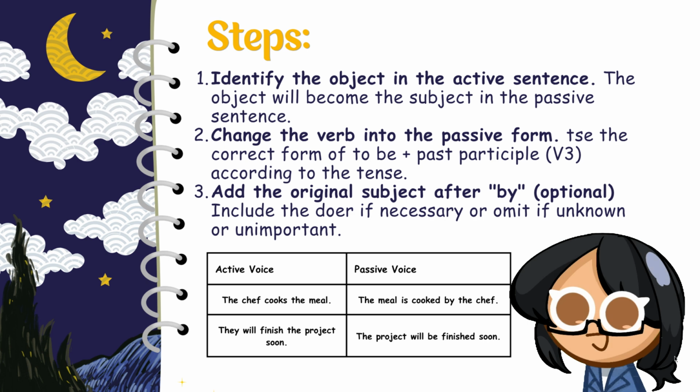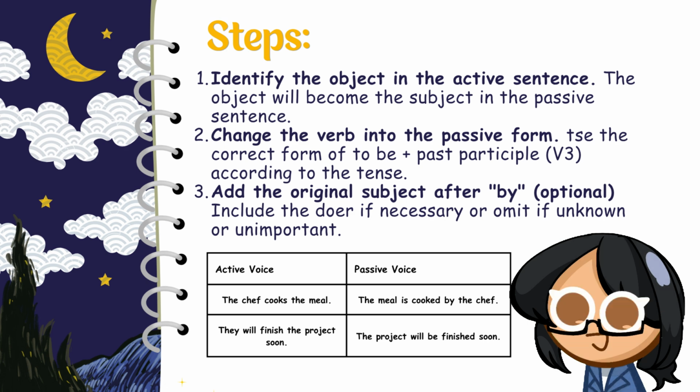Next, we need to change the verb. In passive voice, we use the correct form of "to be" and the past participle, or verb 3, of the main verb. For example, take "the chef cooks the meal." Passive: the meal is cooked by the chef. Notice how "cooks" becomes "cooked." If we don't care about who cooked the meal, we could leave "by the chef" out.